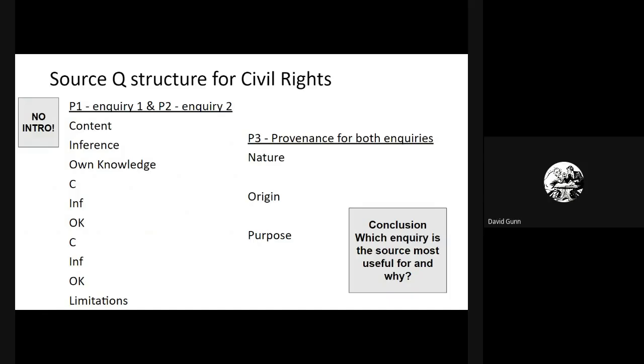Paragraph 1 is for inquiry 1, paragraph 2 is for inquiry 2, and then paragraph 3 is the provenance for both inquiries. So how does the nature of the source influence its value for inquiry 1 and 2? How does the origin of the source do that? And how does the purpose of the source do that? You can also think about the audience there. So provenance can be nature, origin, purpose, and also audience. And then in conclusion, as I said before, which inquiry is the source most useful for and why?